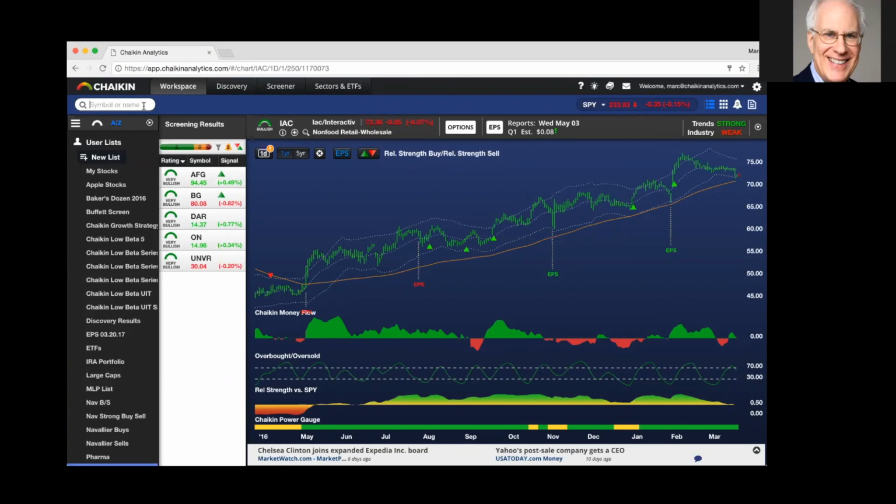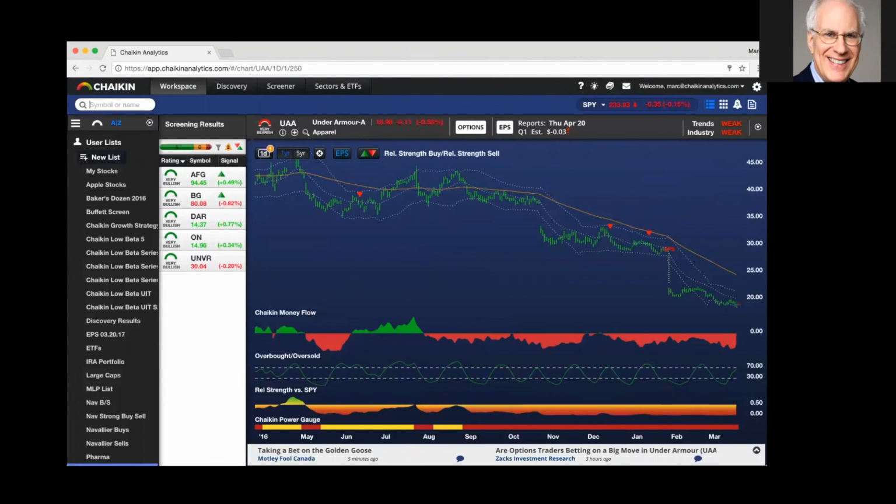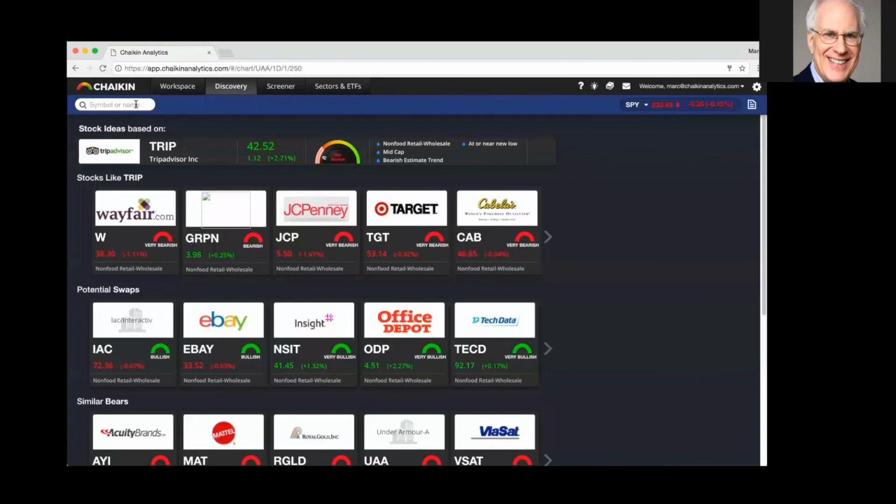And then finally, let's look at Under Armour, which we've already identified as a bearish stock. We can see it right here. Then we go to the discovery engine, and we're going to type in UAA.